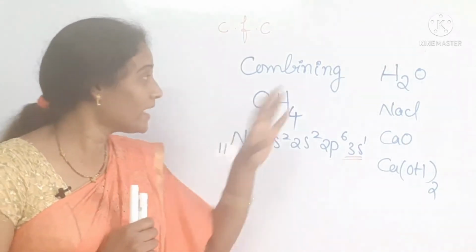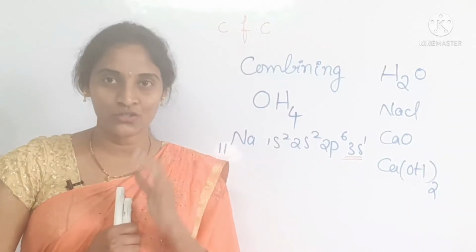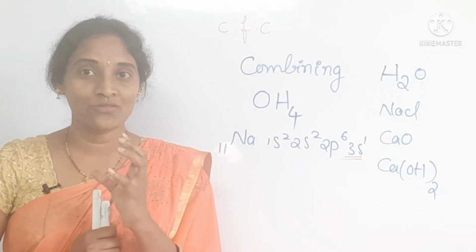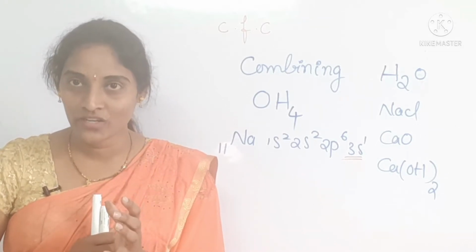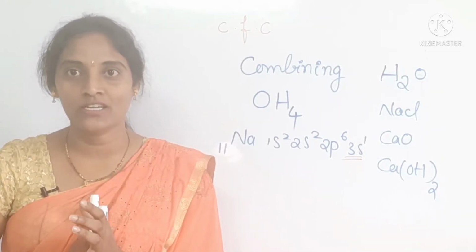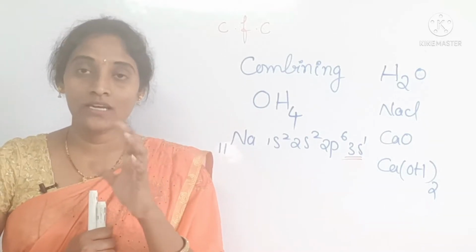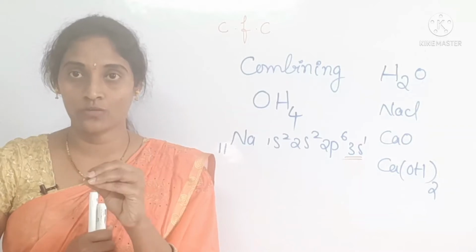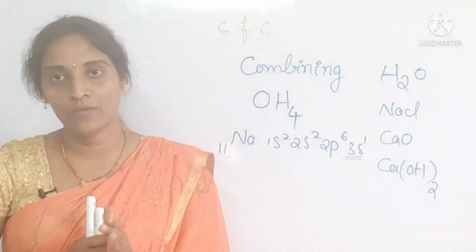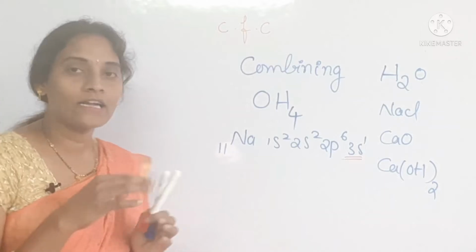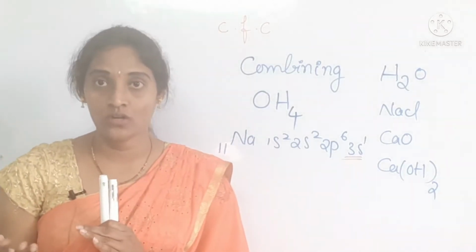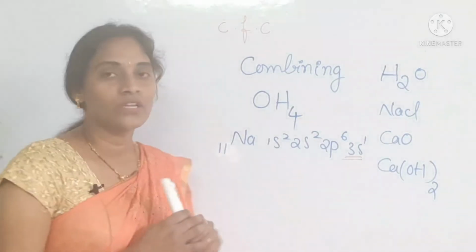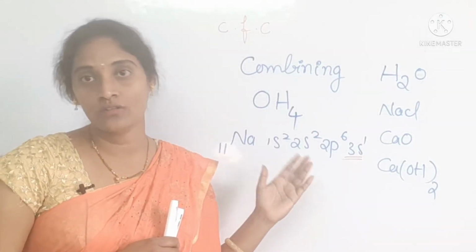Before this, why do atoms need to combine with other atoms? The reason is that they want to get a stable octet configuration in the outermost shell, that is, 8 electrons present in the outermost shell, then it will become stable. For that, atoms either lose electrons or gain electrons. Here, does sodium gain electrons or lose electrons?